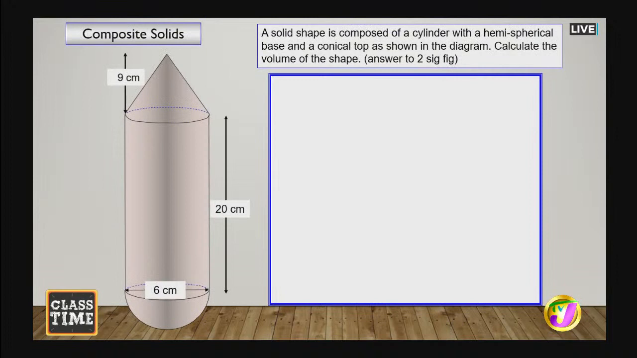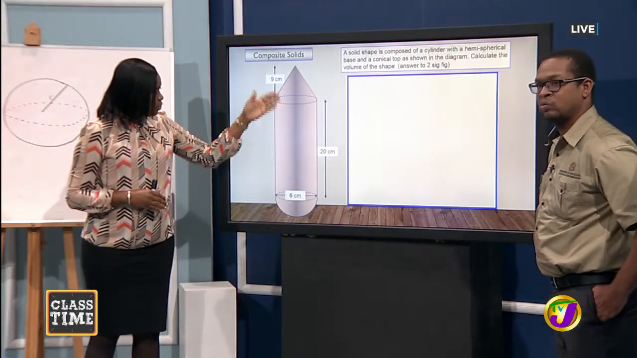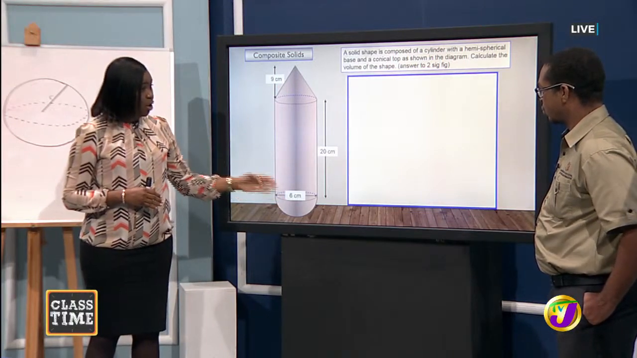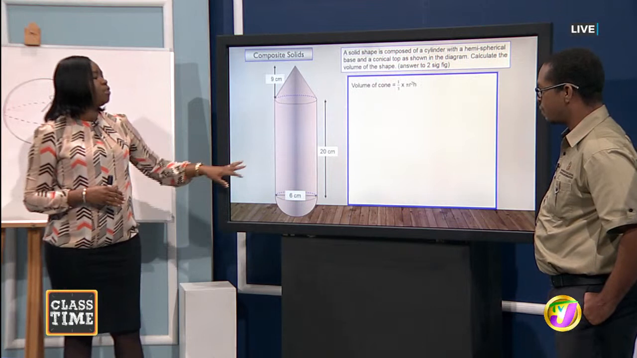Okay, let us look at this one. This looks very familiar. A solid shape is composed of a cylinder with a hemispherical base and a conical top, as shown in the diagram. Calculate the volume of the shape, giving our answers in two significant figures. All right, so we have three parts here. When we decompose this compound solid, we have a cone, a cylinder, and a hemisphere, and we know how to find the volume of each part.